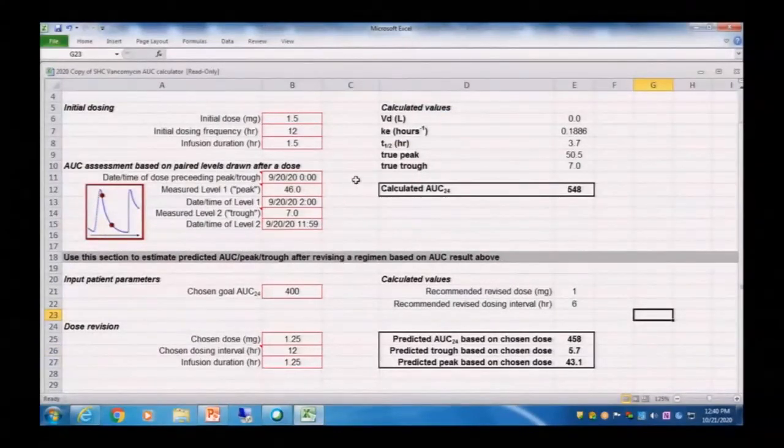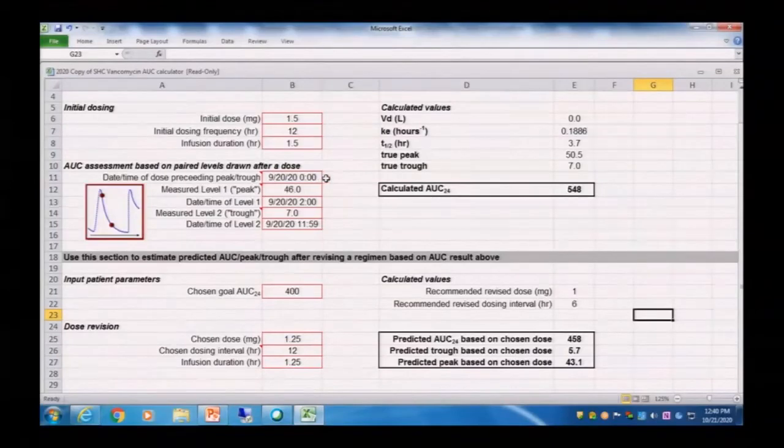Okay, so this is what the Excel document looks like. Up here, you plug in your initial dose, which I know we gave her a loading dose of 2 grams, but for simplicity's sake, I'll go with our maintenance dose here. Our dosing frequency was chosen to be every 12 hours, and then you input your infusion duration, so 1.5 grams, 1.5 hours. And here you put in your data that you get back from your peaks and troughs.